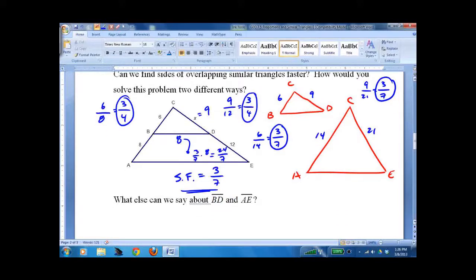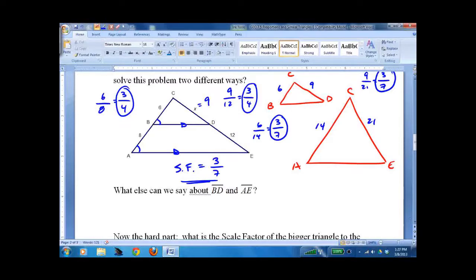However, more to the point, I'm going to erase this just to get it out of the way. What can we say about BD and AE? Well, if we've got similar triangles, we know these angles are the same. Therefore, they're parallel. So if we know they're parallel, they're similar. If we know they're similar, those lines are parallel.